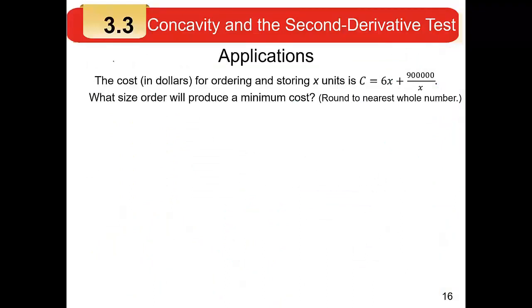I want to end with a couple of application problems, and then it's up to you to go practice this stuff. Suppose the cost given in dollars for ordering and storing X units is given by C = 6X + 900,000/X. What size order will produce a minimum cost? And we want to round the answer to the nearest whole number.